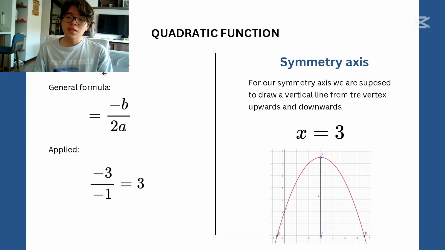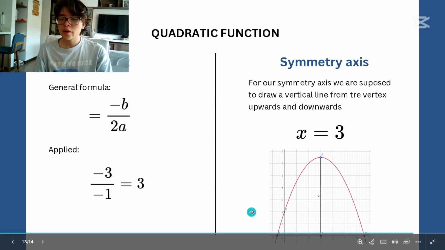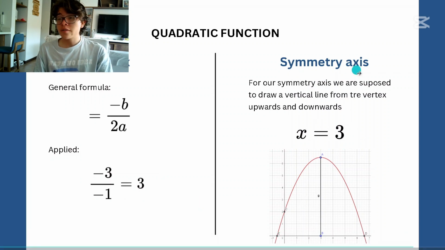Also, we have the vertex. It's supposed to be the highest or the lowest point of our parabola. For this situation, it's the highest. Applied to our function, it is this 3. So when x equals 3, we get our highest point. And we also have the symmetry axis.